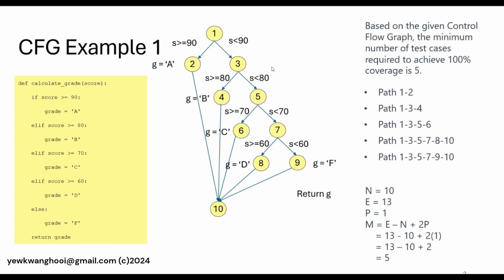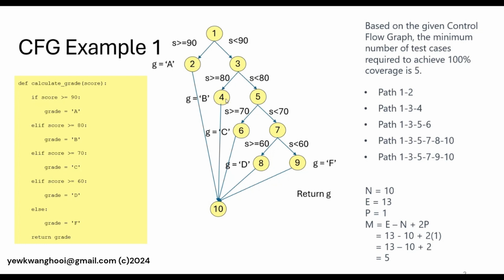Now in node 3 here, we don't assign anything because in node 3, it is another decision. Elif score greater or equal to 80. So from here, number 3, we have two branches. One is greater equal 80. The other one is less than 80. If we put it the other way around, also fine, no problem. So let's say the first branch, greater and equal to 80. So assign grade B. So let's follow this path.